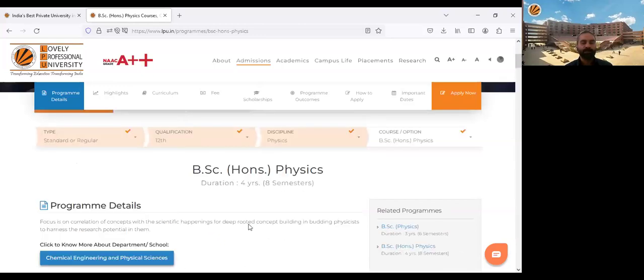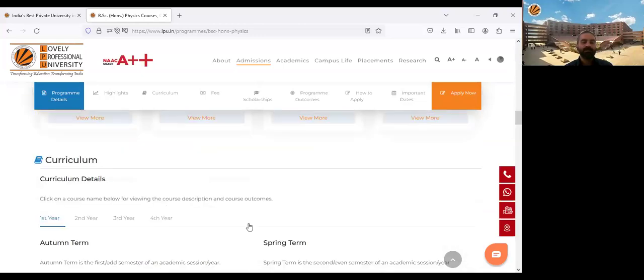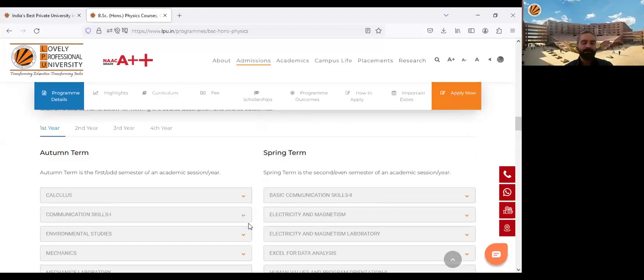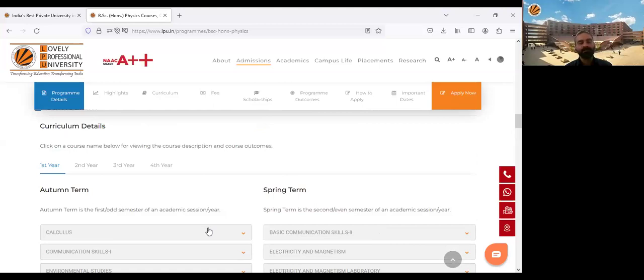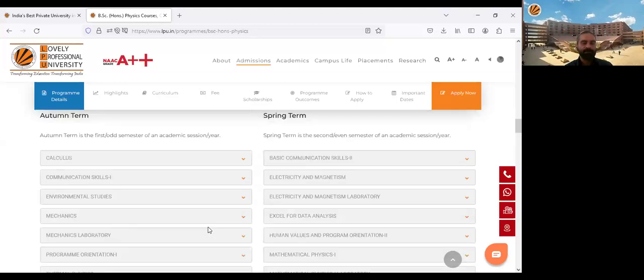For BSc Honors Physics, you can then check out the curriculum details. Curriculum details means in the first semester what subjects you are going to study, and in the second semester what subjects you are going to study. Likewise, second year, third year, and fourth year. BSc Honors Physics, BSc Honors Chemistry, and BSc Honors Mathematics are 4-year duration programs. So accordingly, you can see the subjects you are going to study.